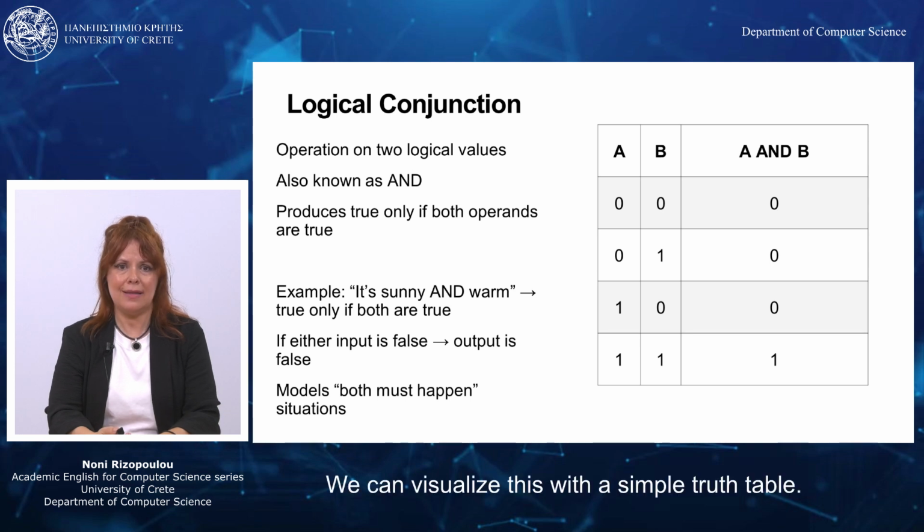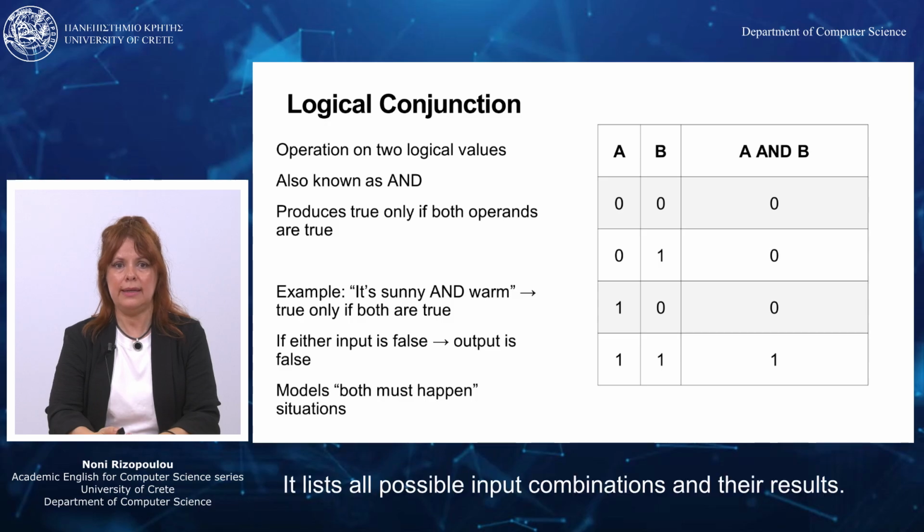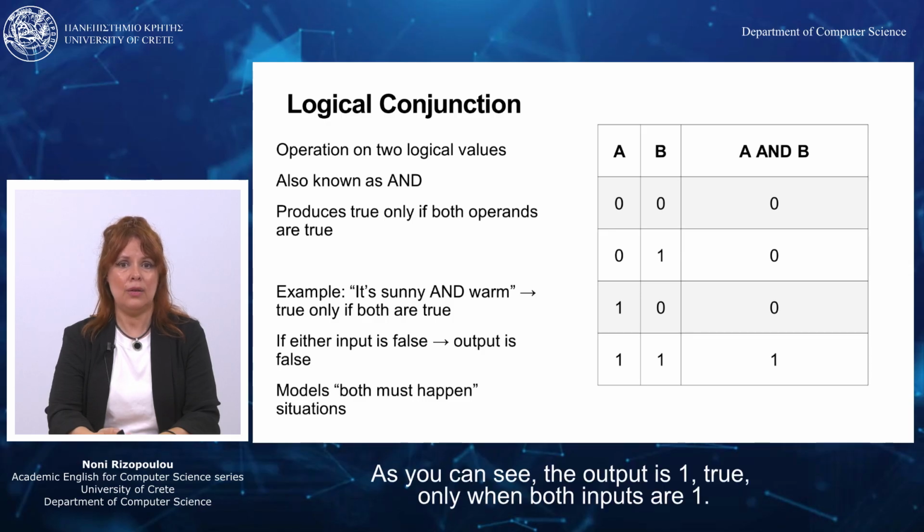We can visualize this with a simple truth table. It lists all possible input combinations and their results. As you can see, the output is 1, true, only when both inputs are 1.